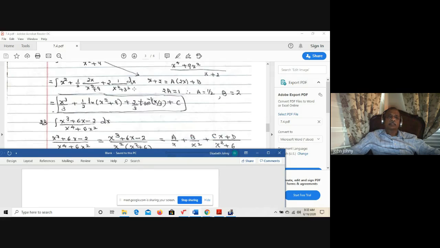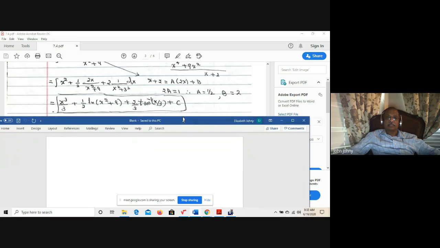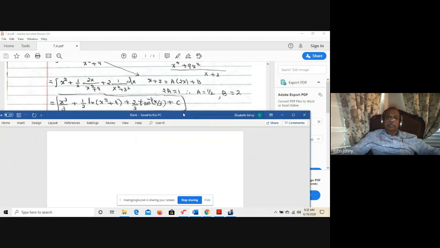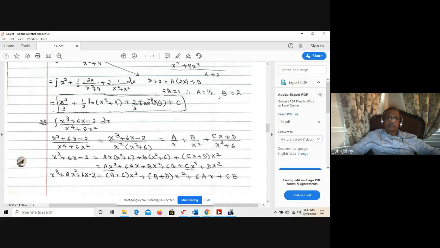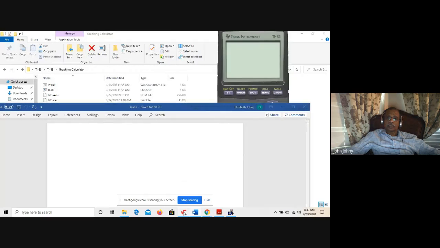Now you use the formula. This is x squared, so x cubed over 3. Here the numerator is the derivative of the denominator. Therefore, the integral is the natural log of the denominator. So 1 half times natural log of x squared plus 9, plus 2 times 1 over 3 tan inverse x over 3. So that is the answer. Okay, so here I have used the formula: if the numerator is the derivative of the denominator, then the answer is the natural log of the denominator. So I'm going to show that here.